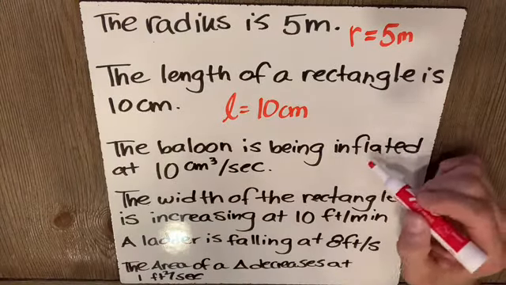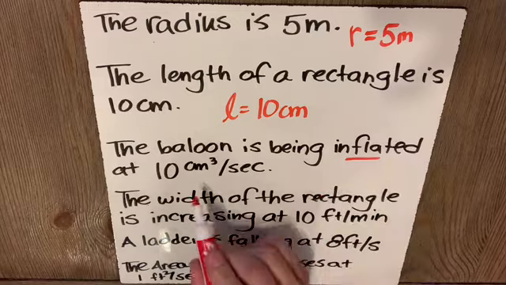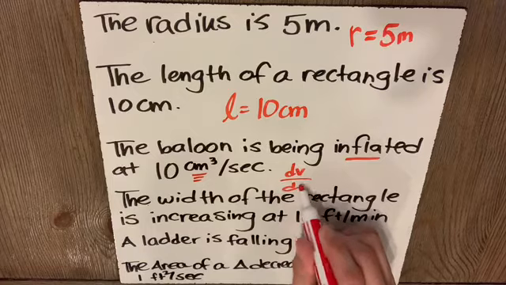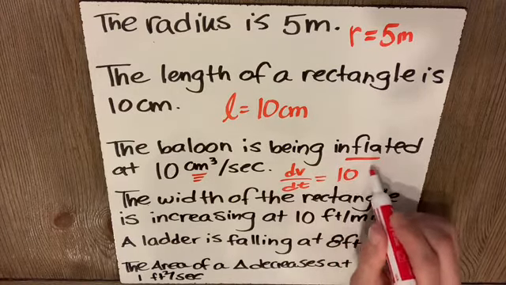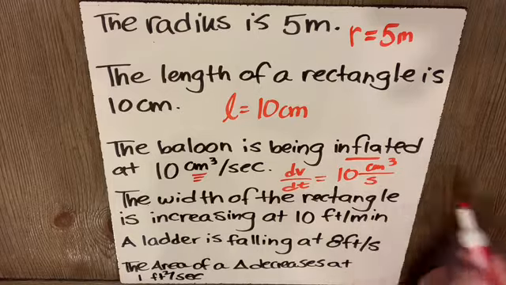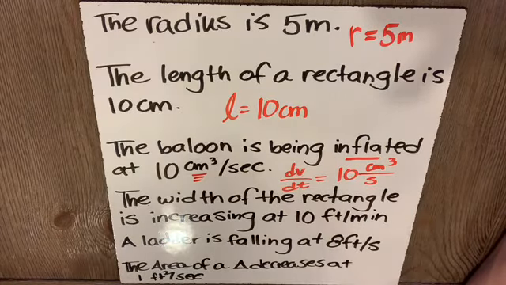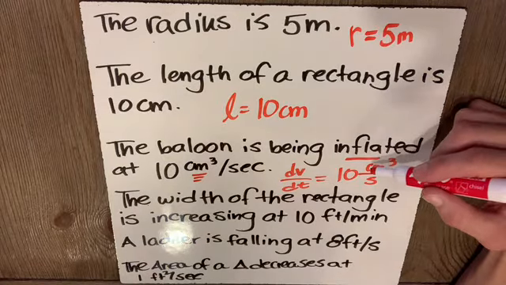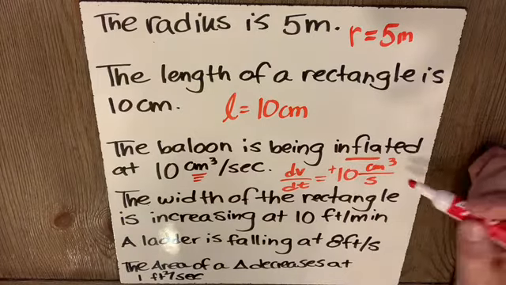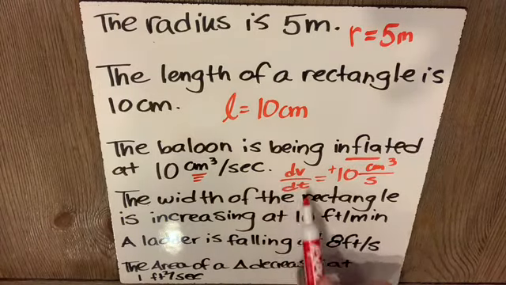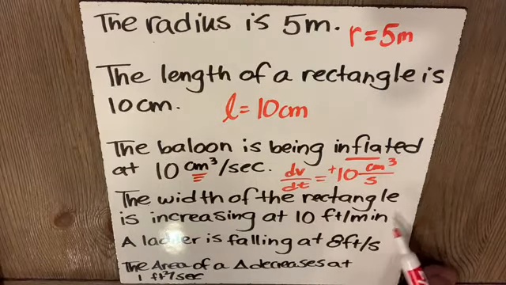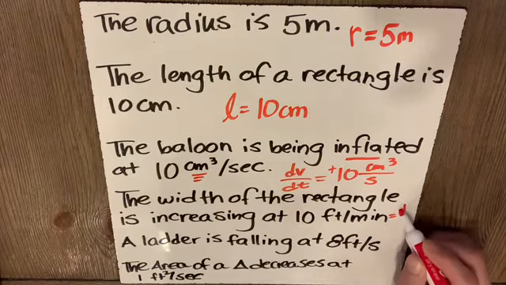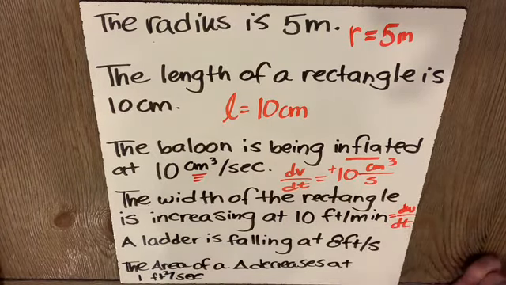The balloon is being inflated, so it's increasing. So look at its units. Cubic units, that's volume. So dV/dt is positive 10 cm cubed per second. Notice when we're deflating or draining, the rate is negative. But when we're inflating or filling or making it bigger, then we're saying it's positive. Note, dV/dt means the change in volume per change in time. The width of a rectangle is increasing at 10 feet per minute. Well, this 10 feet per minute is dW/dt. It's a rate, it's a derivative.